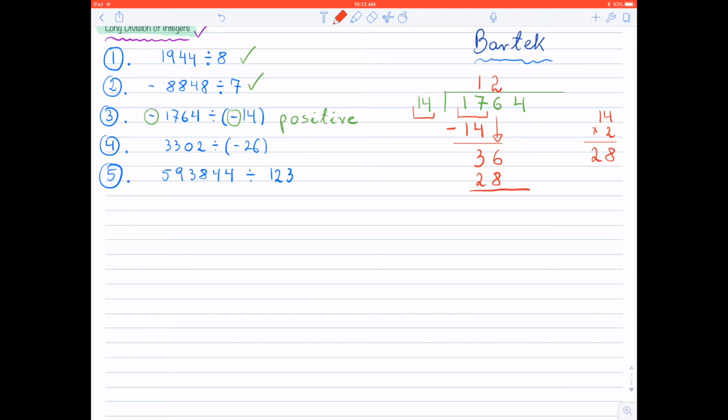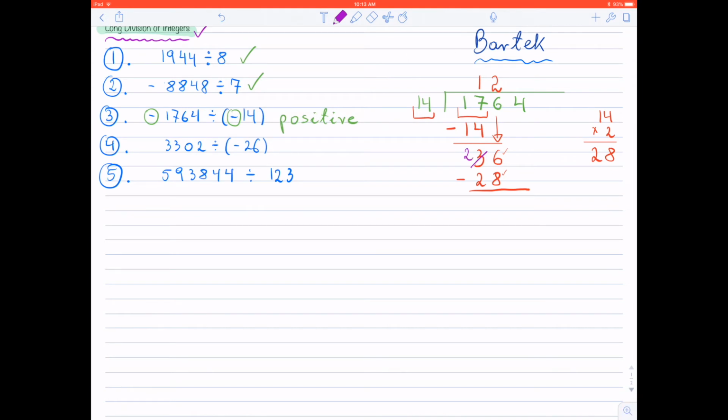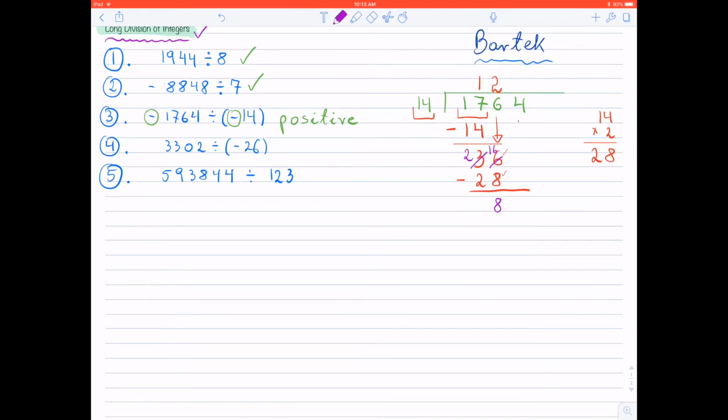Now we have to subtract. Now we have 6 minus 8. I can't do that, so I will have to take away from here. So this becomes 16. I took 1 away. 16 minus 8 is 8. And 2 minus 2 is 0. So I just have a remainder of 8. Now let's bring down the 4. And now the question, how many times does 14 go into 84?